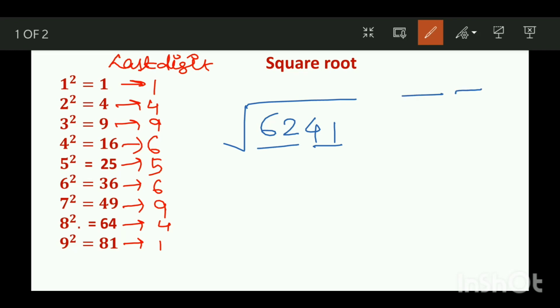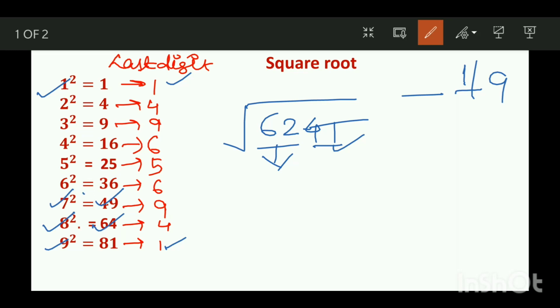So here are 2 digits for the square root. Now the last digit is 1. So for 1 square we will get 1, and for 9 square we will get 1. So here could be 1 or 9, any number. Now we will ignore this and we have to look at this 62. Then where will 62 fall? 62 will fall between 49 and 64. So between 7 square and 8 square, 62 will fall.